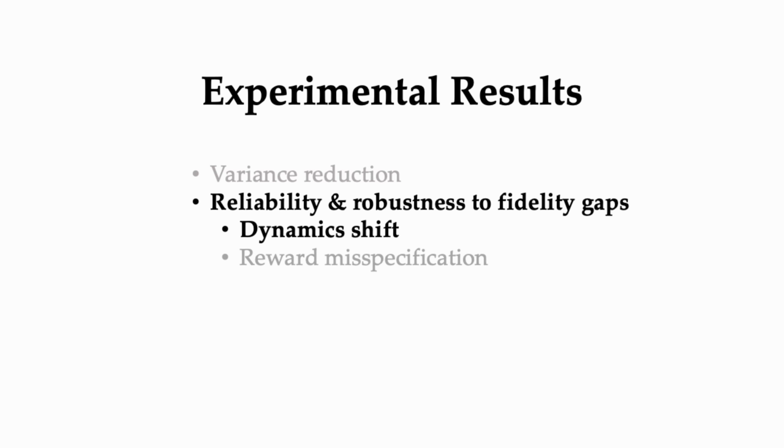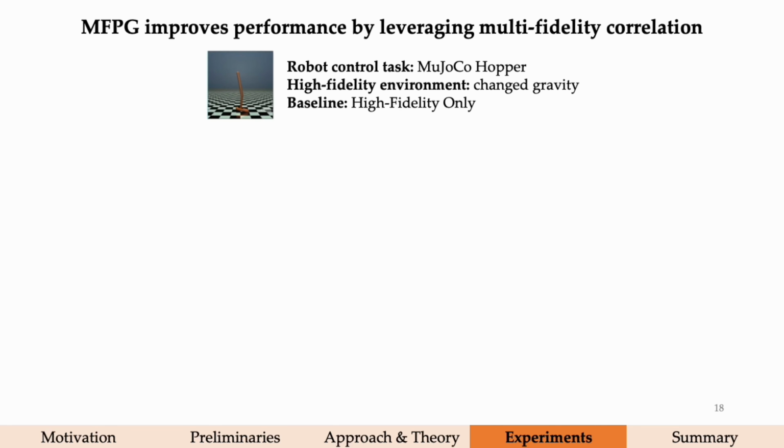Next, we evaluate how MFPG performs under different gaps between the multi-fidelity environments. We first test MFPG under different dynamics gaps, i.e., learning combining scarce high-fidelity data with abundant off-dynamics, low-fidelity data. Here we evaluate the MuJoCo Hopper task under gravity mismatch. The high-fidelity environment uses different gravitational forces, while the low-fidelity environment remains default.